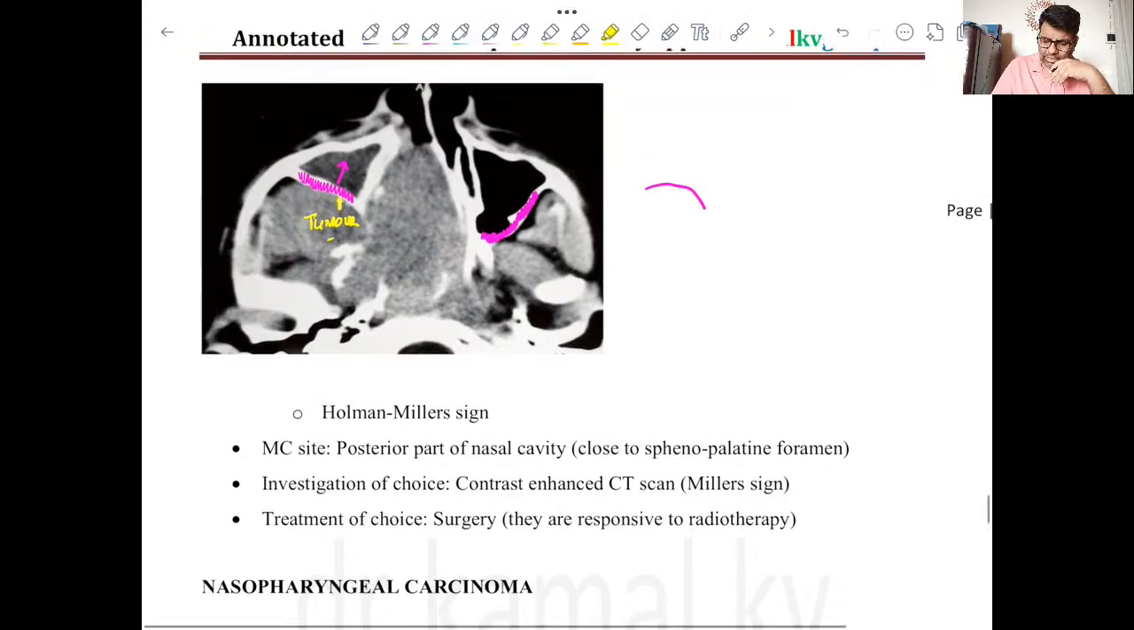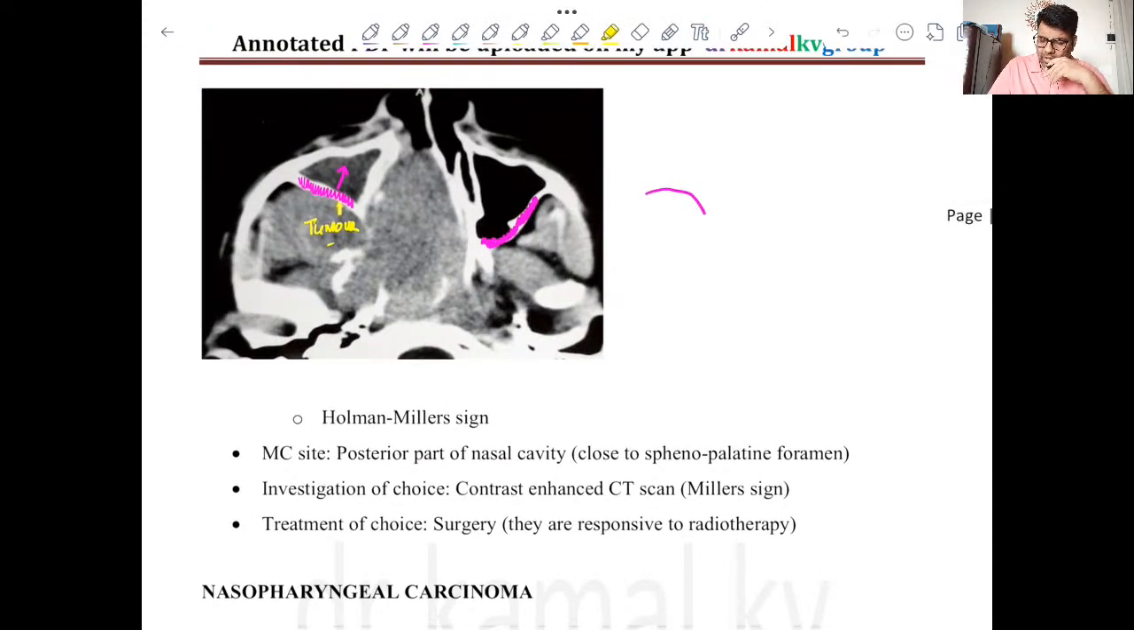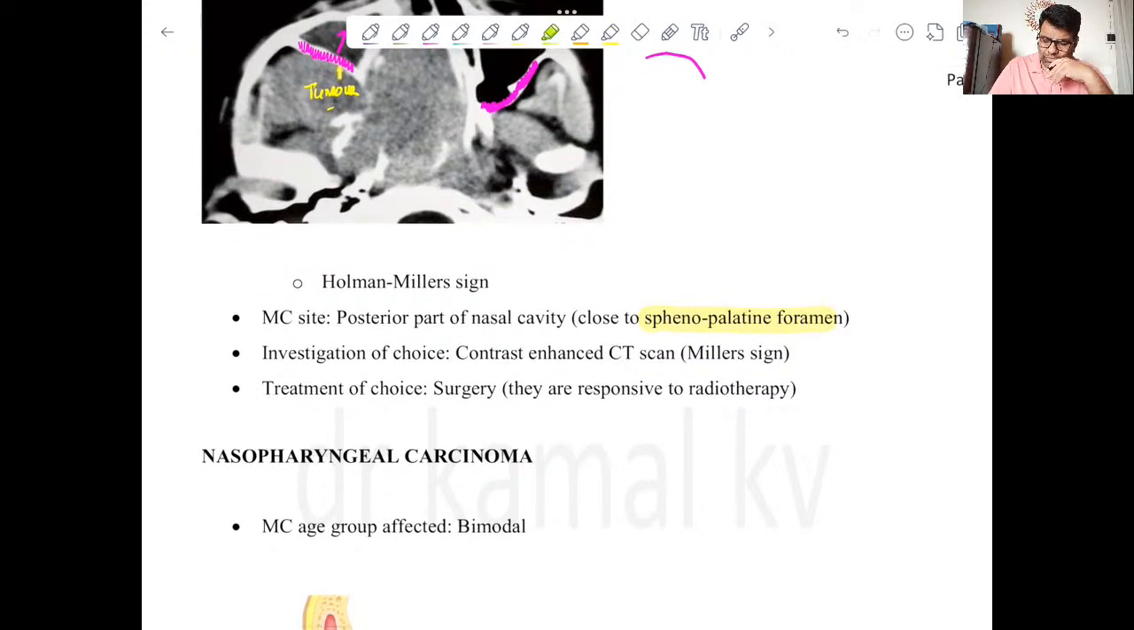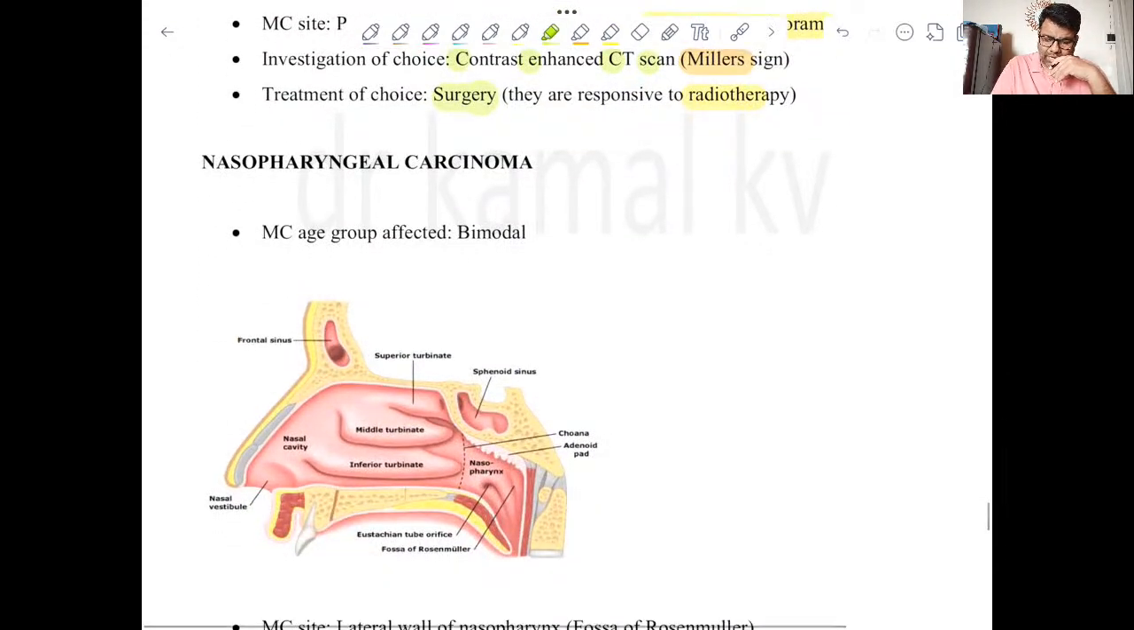And this tumor arises from the posterior part of nasal cavities close to the sphenopalatine foramen, and since biopsy is contraindicated, we can go for CECT and we will see the classical Holman-Miller sign. And although this is radio sensitive, we prefer doing surgery. The nasopharyngeal carcinoma, it is bimodal.